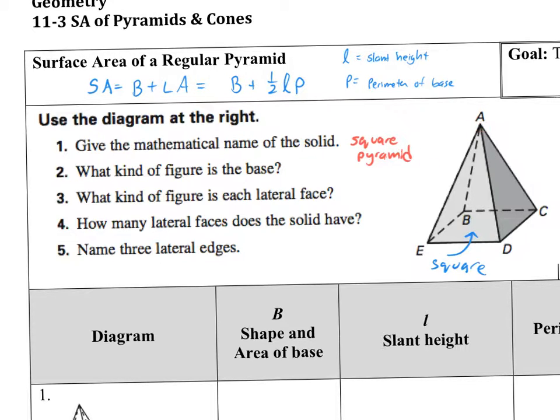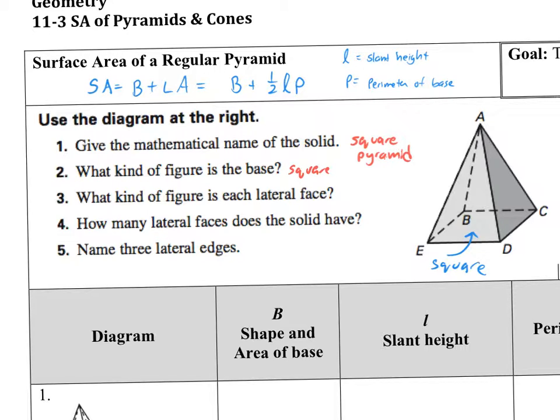Of course, what makes it a pyramid is that the lateral sides don't connect bases. It's not like it goes from this base and connects another base up there. All the lateral sides end up meeting at a point. So that's where the definition comes from. All right, so what kind of figure is the base? And we already mentioned that. The figure of the base is a square.